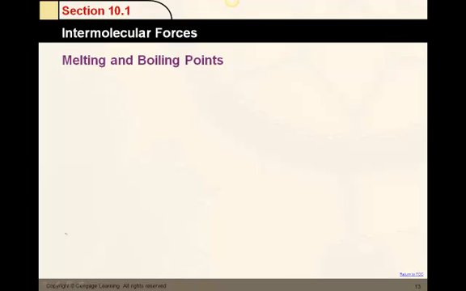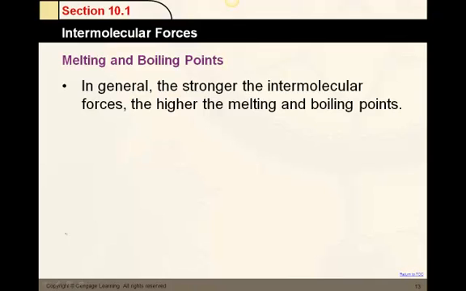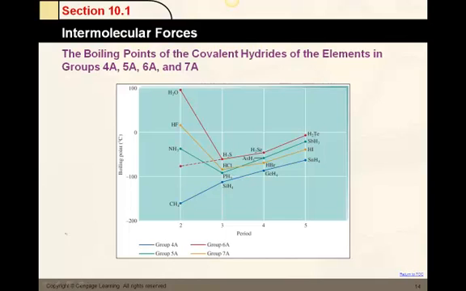What do melting and boiling points have to do with intermolecular force? In general, the stronger the intermolecular force, the higher the melting and the boiling points. And as you can see here, if we look at the boiling points of the covalent hydrides of the elements in groups 4, 5, 6, and 7A, that means if we have hydrogen bonded to different elements, you can see them all here. In period number 5, all the way over here on the right, we have hydrogen bonded to tellurium, hydrogen bonded to tin, hydrogen and iodine, and hydrogen bonded to tin.